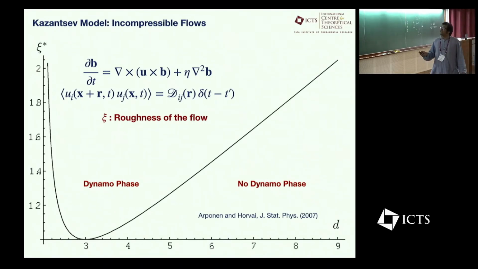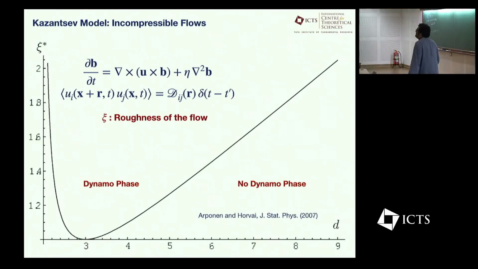And what they find is, the x-axis is the dimension, and the y-axis is essentially the roughness or the regularity of the underlying flow. And what they find is that you have a dynamo phase, the phase diagram which has these boundaries. And the interesting thing, and perhaps that's useful for our world, is that in 3 dimensions you need very little regularity of the advecting flow to actually make things work.